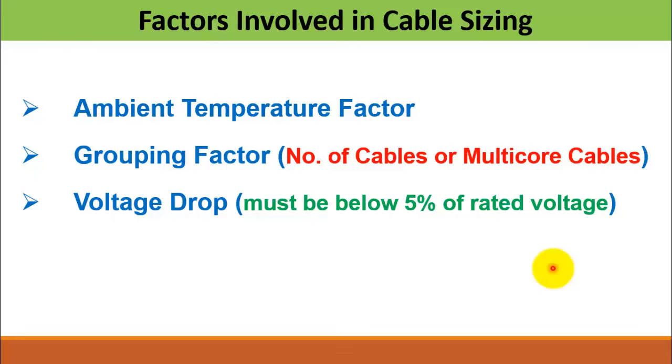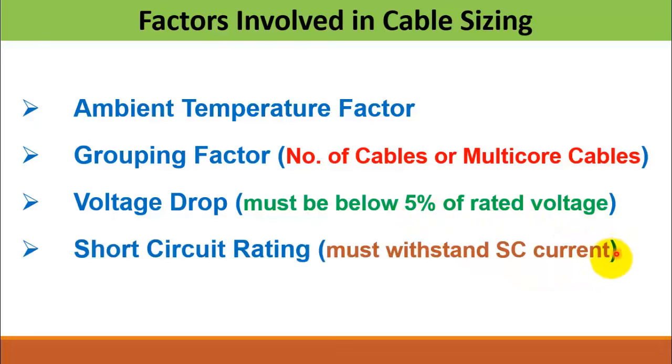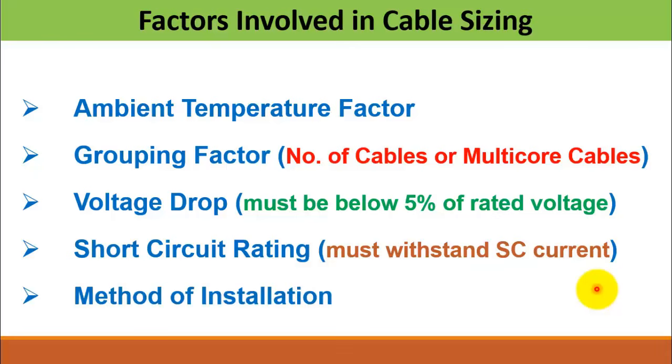Next is voltage drop. Always select the size in which total voltage drop shall be less than 5% of rated voltage. Next is short circuit rating. The selected cable shall be capable to withstand maximum short circuit current. Last, but not the least, is the method of installation. The current carrying capacity of same cable is different for different types of installation.